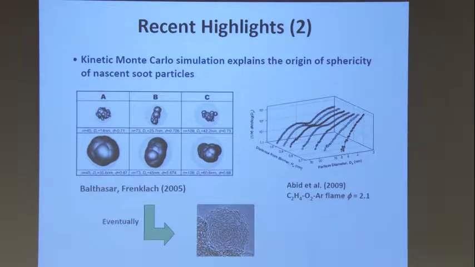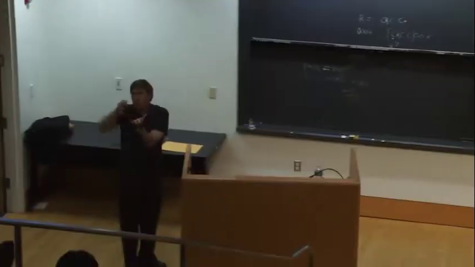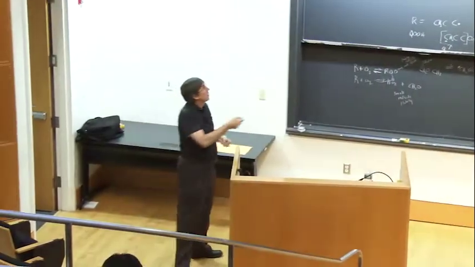Any soot is always made up of these little balls. These guys did a simulation and figured out why it wants to grow that way. It tends to grow where there's the highest curvature, and that smooths out the curvature and eventually makes it go round. So this paper explains that.